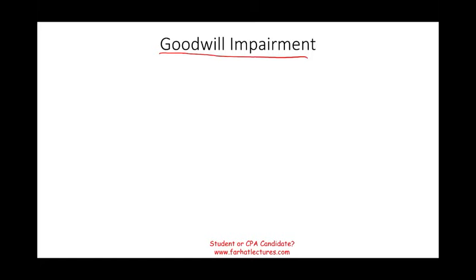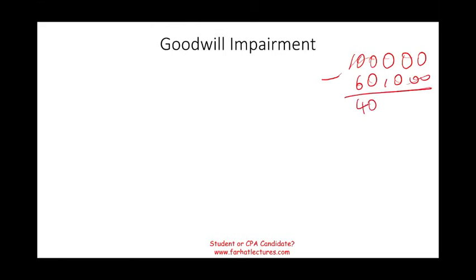So let's talk about goodwill. How is goodwill created? For example, when one company purchases another company, goodwill is created. How so? Let's assume you're buying a company and the fair value of their assets is $100,000. That's the fair value of their assets. The fair value of their liabilities is 60, just for the sake of illustration. So the fair value of their book value is 40,000.